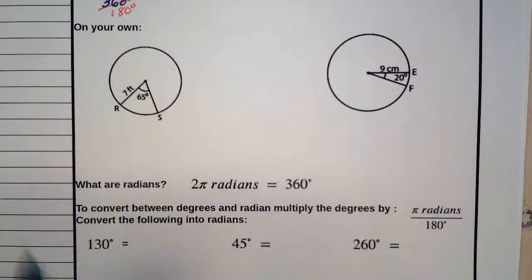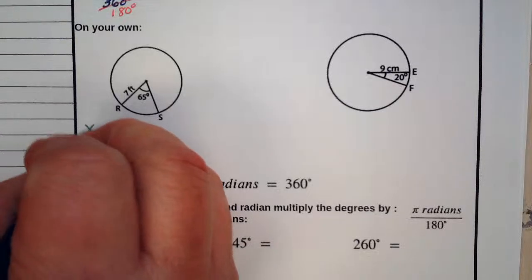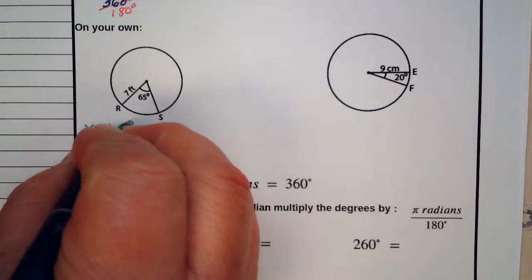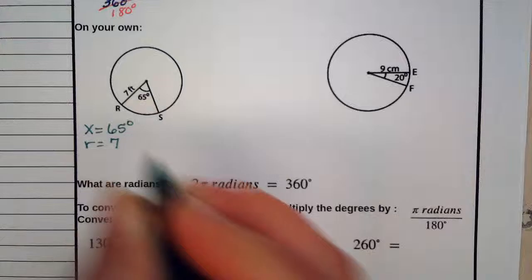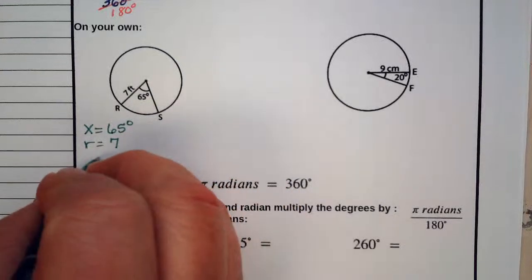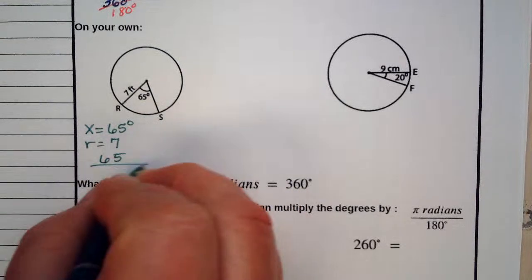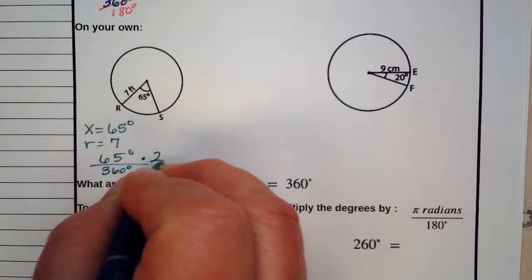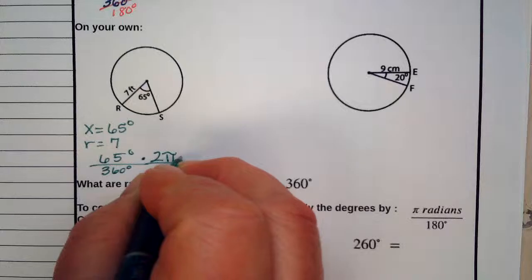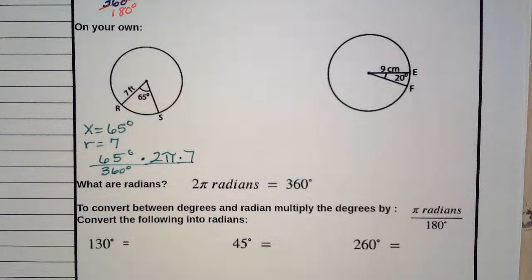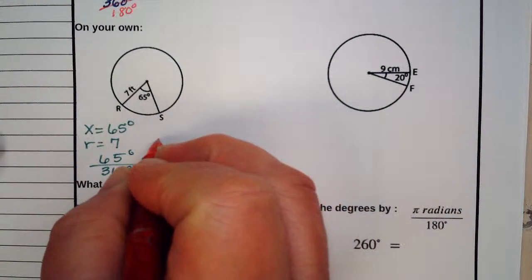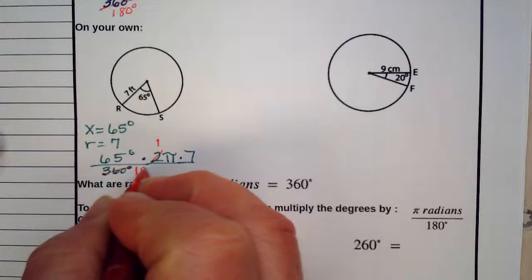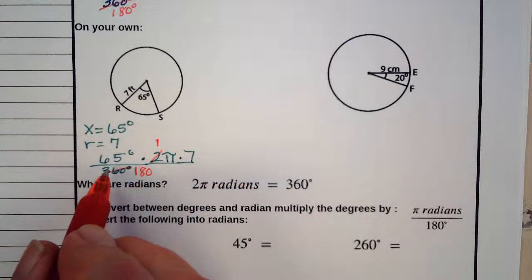Okay, identify R and identify X. X is 65 degrees. R is 7 feet. So, putting it all together, 65 over 360 times 2 times pi times 7. So if we're looking at this, we know that we can factor out a 2. This becomes 1, this becomes 180. I can factor out a 5.